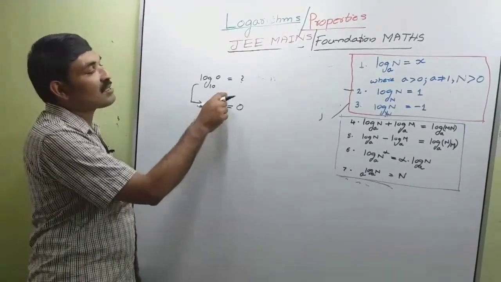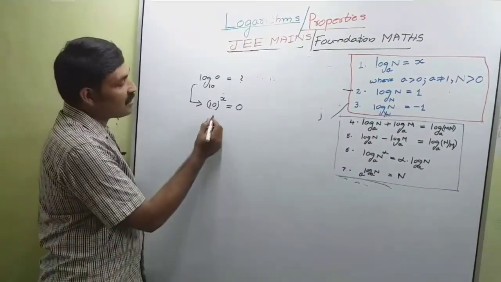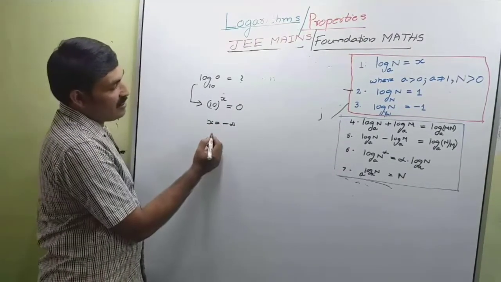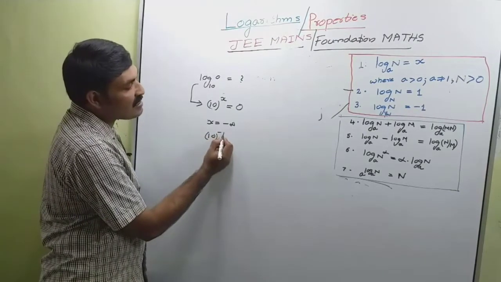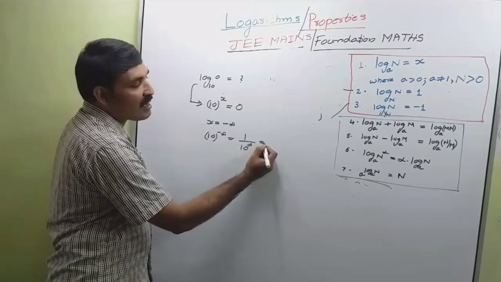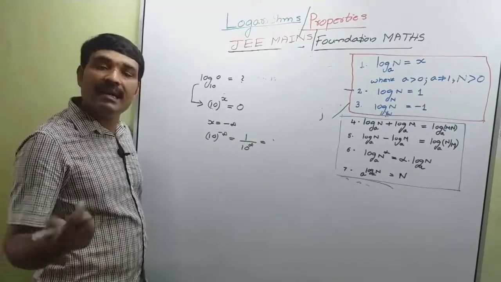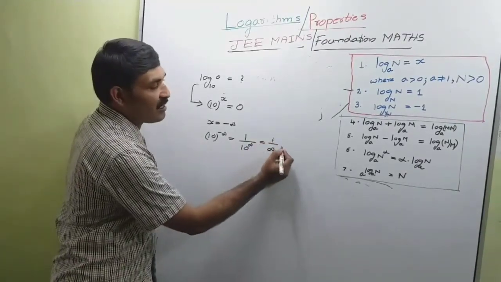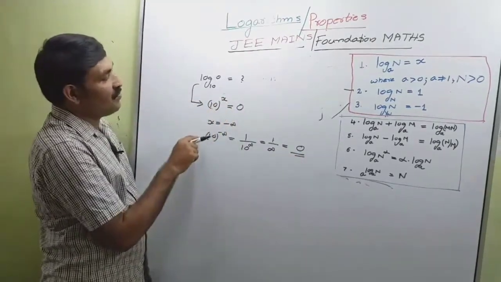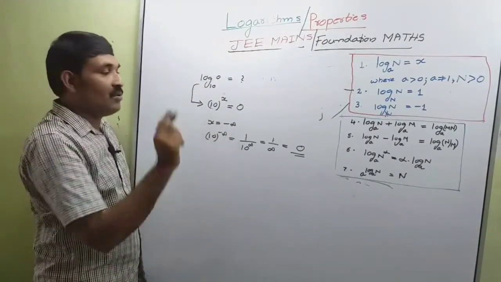Now what is the value of x? So that 10 raised to x is equal to 0. That means x is equal to minus infinity. That is, 10 raised to minus infinity is equal to 1 by 10 raised to infinity, and 10 raised to infinity is infinity. 1 by infinity is equal to 0. So we get the value of x equal to minus infinity when the number is 0.